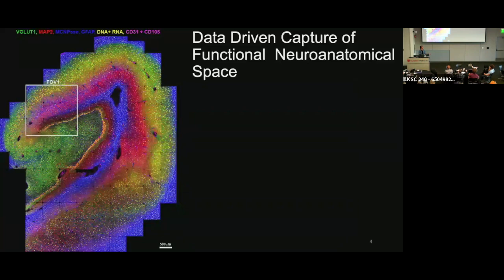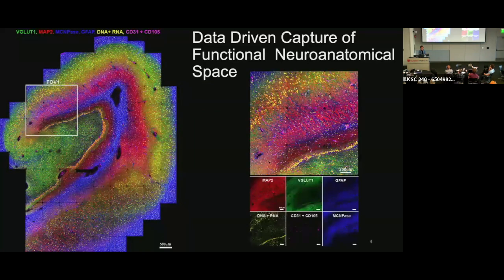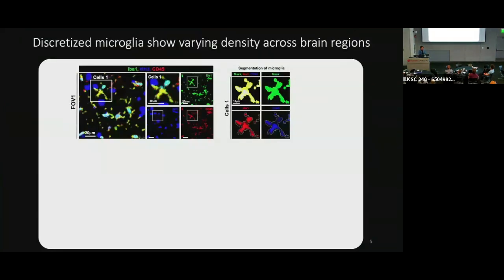And so this is the human hippocampus, and this is showing different structures. In the red, we see different neuronal structures, green synaptic structures. In the blue are different non-microglial glial proteins, and then nuclear and vasculature structures. But of course, we're all here for the microglia. So we have our typical microglia structural markers, IBA1 and CD45.